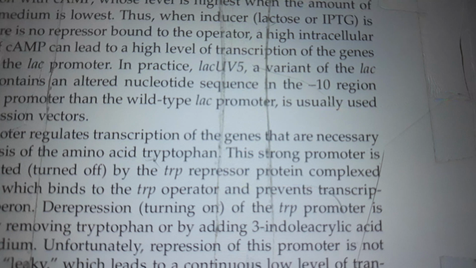In practice, lacUV5, a variant of the lac promoter that contains an altered nucleotide sequence in the -10 region and is a stronger promoter than the wild-type lac promoter, is used in plasmid expression vectors.